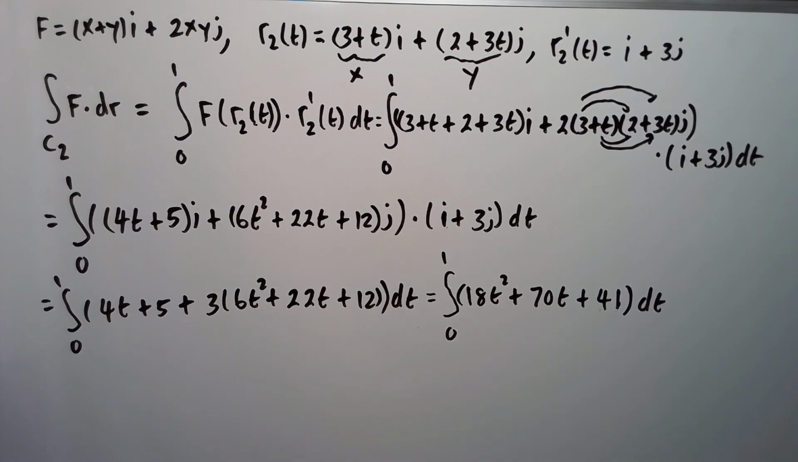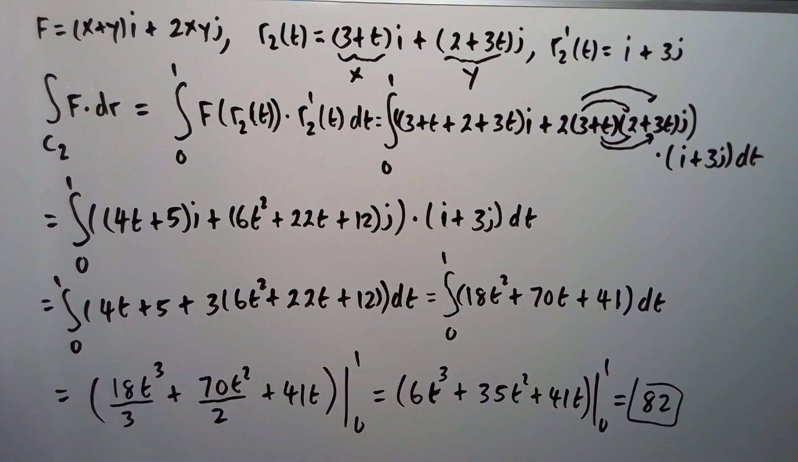So now let's integrate this. Integrating, 18t cubed over 3 plus 70t squared over 2 plus 41t. That reduces to 6t cubed plus 35t squared plus 41t. Putting 1 and 0 in, you should get 82. Okay, so we've done C2 now. Now let's do our last one, C3.